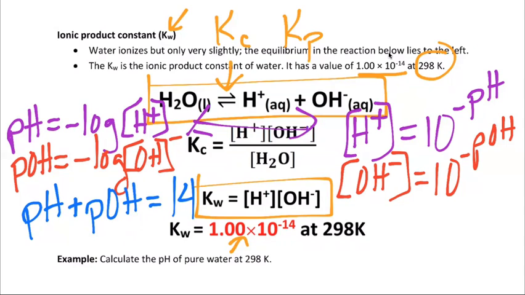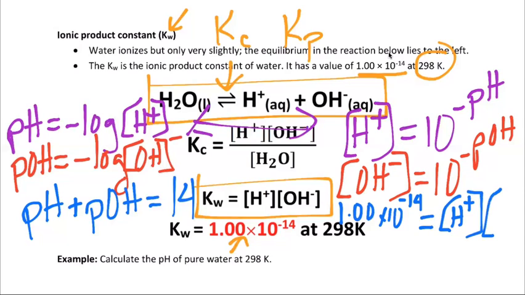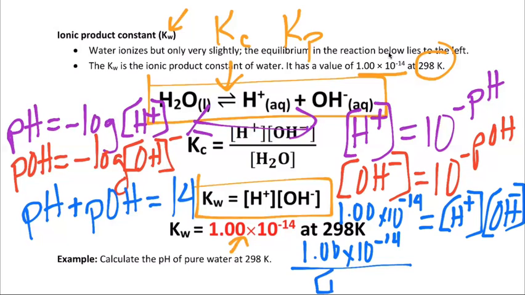Now, the last thing is this KW equation. This KW equation, it goes in there too, because KW is always 1 times 10 to the negative 14. And so I can say 1 times 10 to the negative 14, which is KW, is the hydrogen ion concentration times the hydroxide ion concentration. So with this, and you'll never actually solve it this way, you'll either do 1 times 10 to the negative 14 divided by your hydrogen ion concentration, and that'll give you the hydroxide ion concentration.